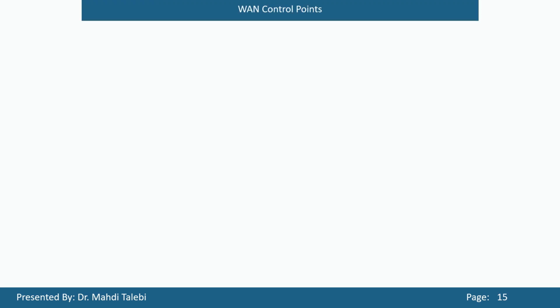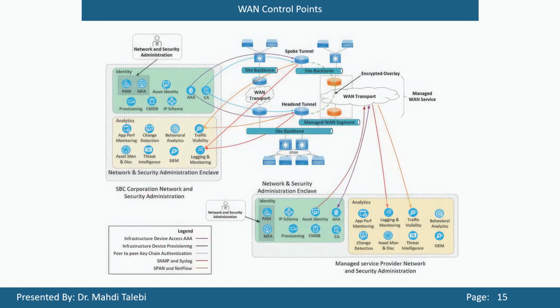In the context of a zero-trust network architecture, WAN control points serve as critical junctures where security protocols can be rigorously applied to manage data flows across the network. These points link various nodes of the network, such as site backbones and WAN segments, ensuring that data transmissions across the network are both secure and efficient.